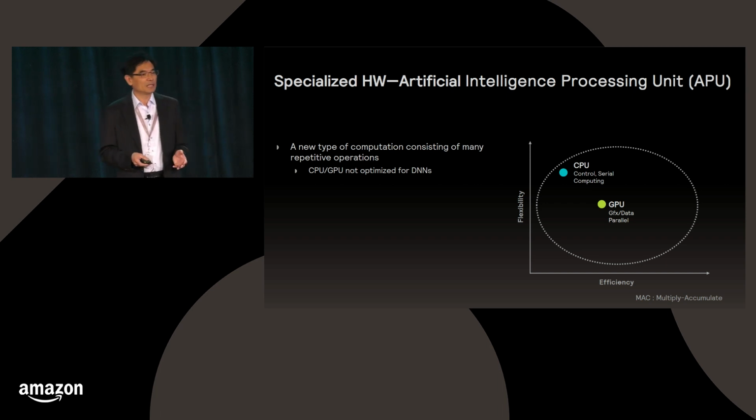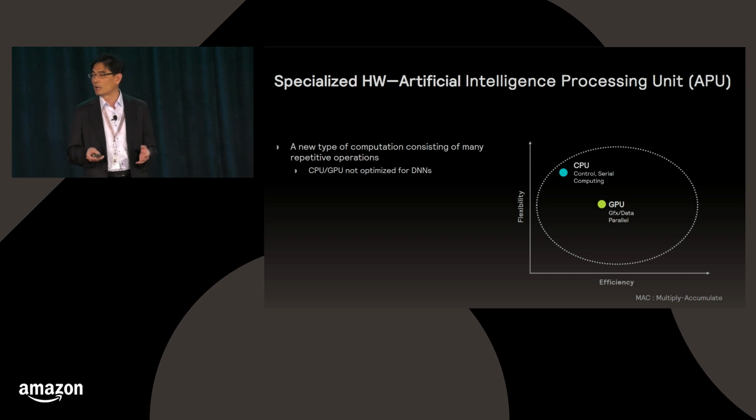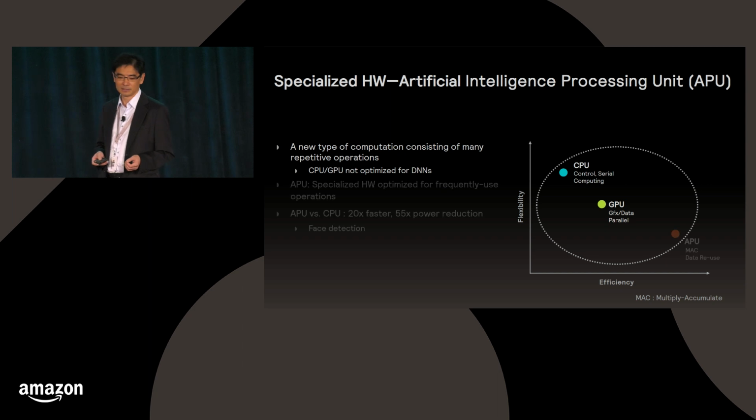Okay, deep learning is a workload. It's actually a new type of computation consisting of many repetitive operations like convolution. It's consisting of many multiplication and accumulation operations. Definitely, it can run on top of a general purpose processor like a CPU or GPU. So I think you are familiar with the GPU. However, there's a better way to do it.